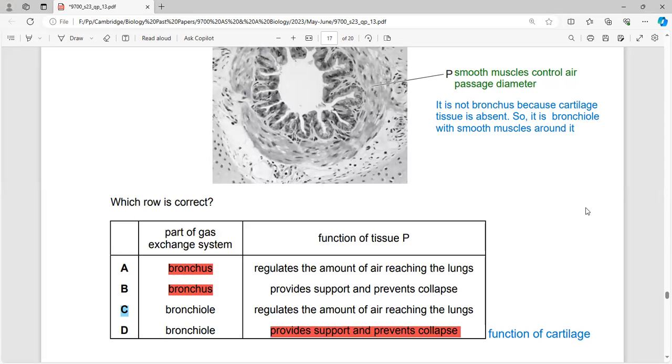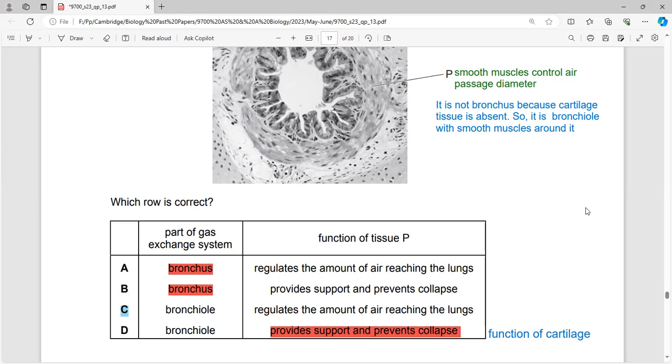For the part of the gas exchange system, A and B are bronchus. That's wrong. Why? Because cartilaginous tissue is not present. So A and B, these two parts, are wrong. What about bronchiole? It is correct here, so C is our correct option. It regulates the amount of air reaching the lungs. Why? Because when the muscle contracts, it decreases the diameter of the bronchiole. So it is regulating the amount of air moving into the lungs. So C is our correct option.